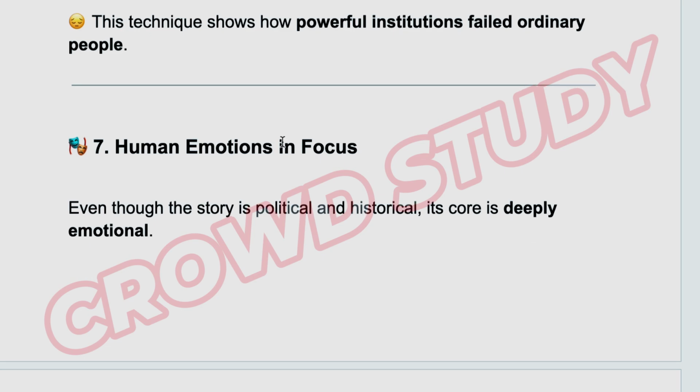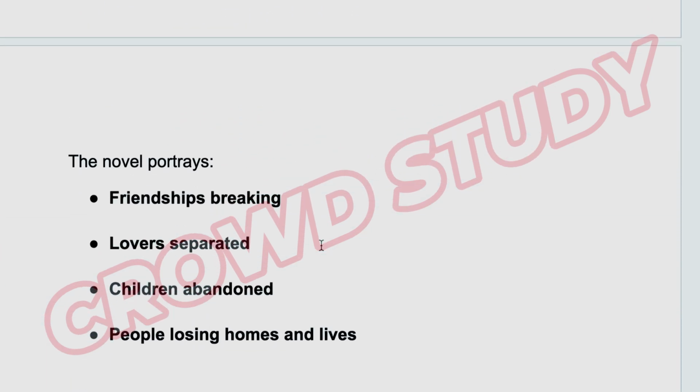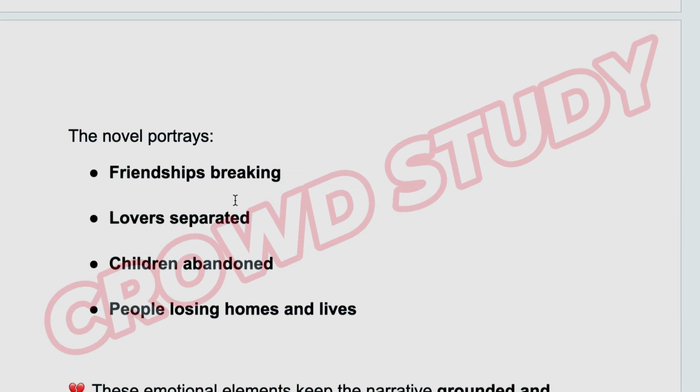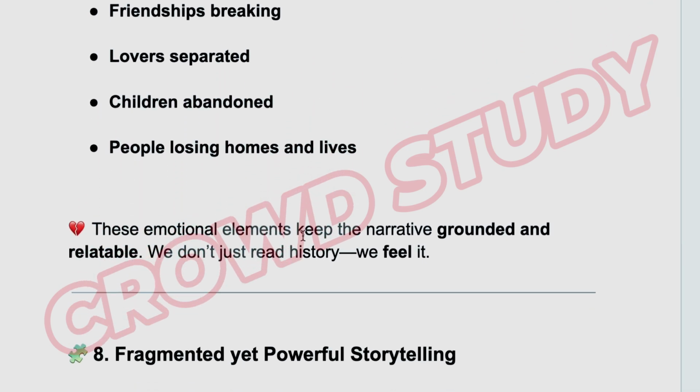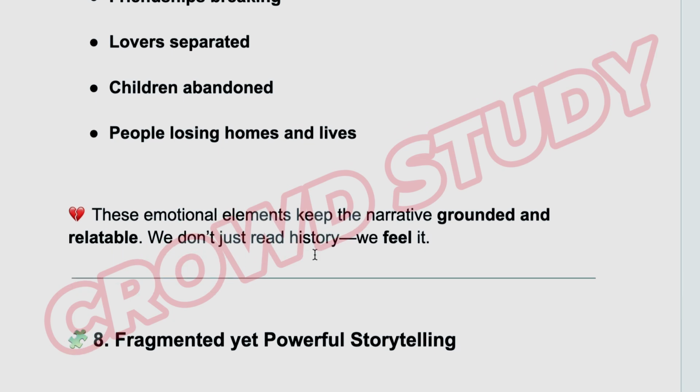Number 7 point, human emotions in focus. Even though the story is political and historical, its core is deeply emotional. The novel portrays friendships breaking, lovers separated, children abandoned, people losing homes and lives. These emotional elements keep the narrative grounded and relatable. We don't just read history, we feel it.